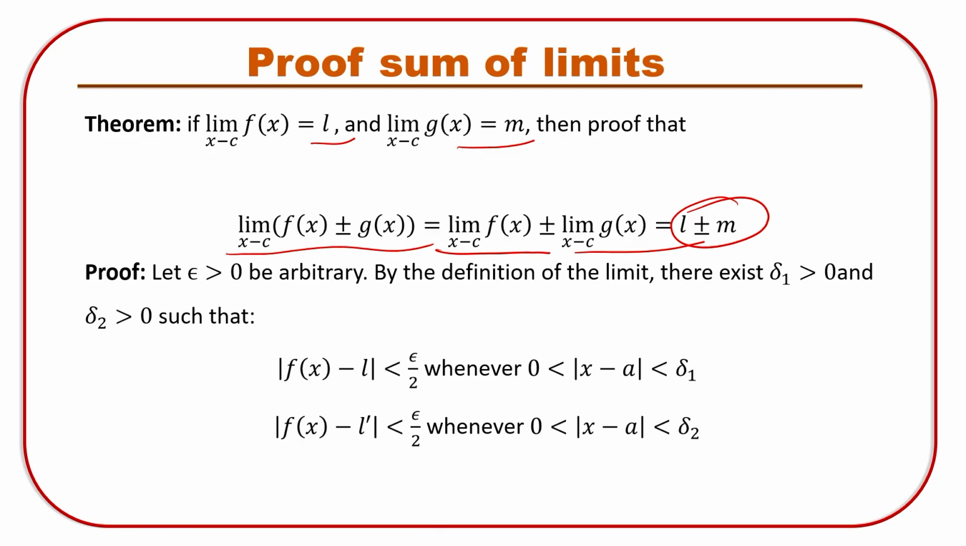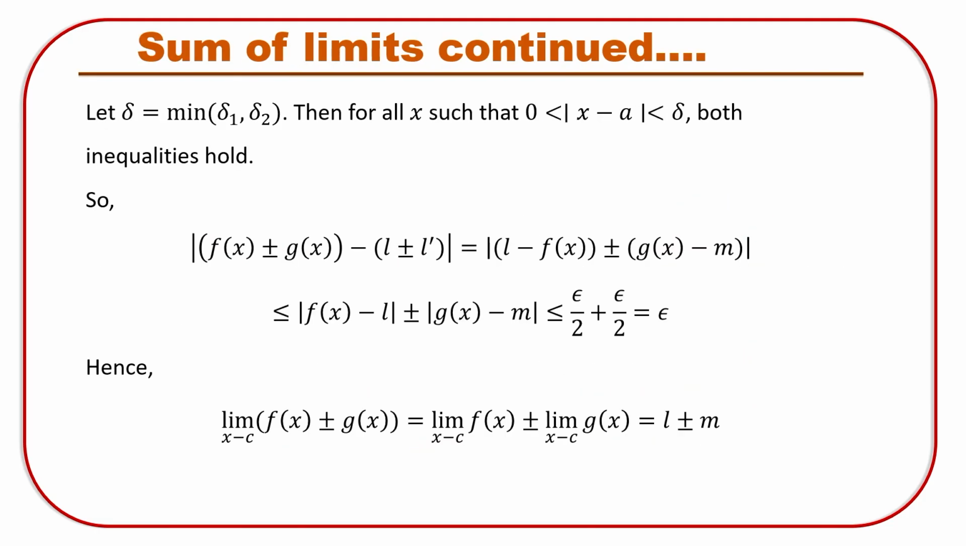So for epsilon greater than 0, by the definition there exist delta 1 which is a function of epsilon and delta 2 which is a function of epsilon, such that modulus of f(x) minus L is less than epsilon by 2 whenever modulus of x minus a is less than delta 1, and modulus of g(x) minus M is less than epsilon by 2 whenever modulus of x minus a is less than delta 2, right. Okay. So taking delta as the minimum of delta 1 and delta 2, x minus a is less than delta. So f(x) plus or minus g(x) can be written as minus of L plus or minus M.